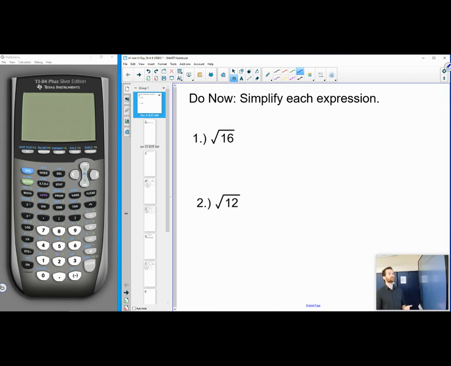Number 1, it says simplify each expression and it's the square root of 16. Okay, well that's just 4 because 4 times itself gives you 16. You might have been tempted to put plus or minus 4, but you actually don't need to do that.